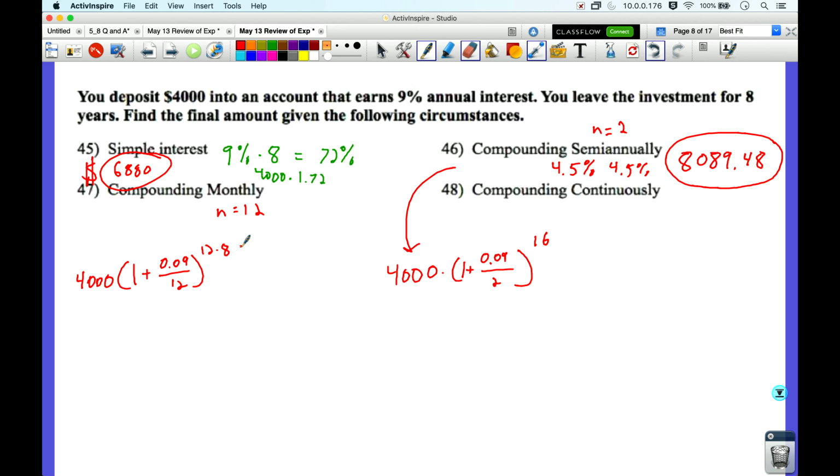1 plus 0.09 divided by 12 equals 1.0075 to the power of 96. I get a number a little over 2 times 4,000. And I do get more money. Now I'm up to $8,195.68. So not like a ton more, but a little over $100 more by compounding monthly versus semi-annually.